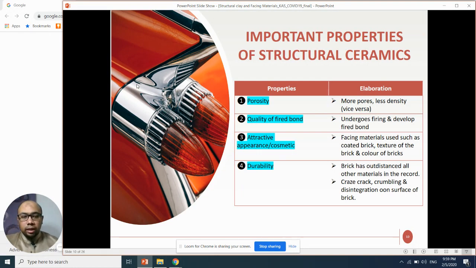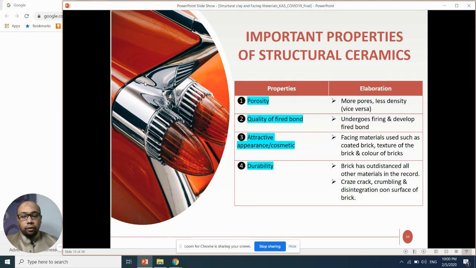Okay, and also the quality of fire bond. Okay, it means that let's say if you fire it at low temperature, less bond formation can be formed. Let's say you go for high temperature sintering, 1200, 1400, so you will develop more fire bond after the firing process.